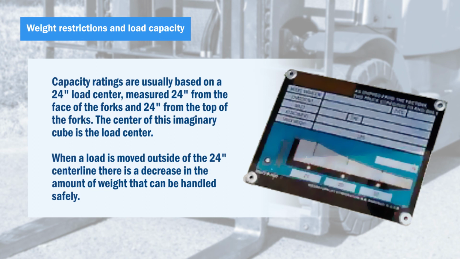Capacity ratings are usually based on a 24-inch load center, measured 24 inches from the face of the forks and 24 inches from the top of the forks. The center of this imaginary cube is the load center. When a load is moved outside of the 24-inch center line, there is a decrease in the amount of weight that can be handled safely.